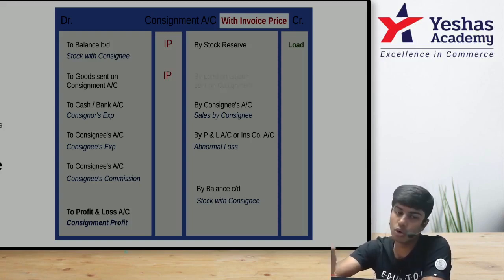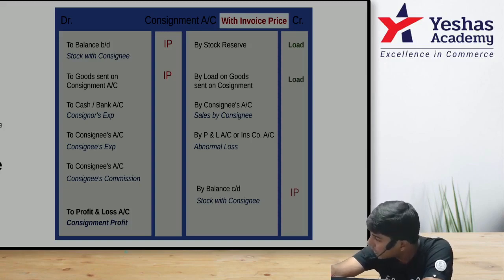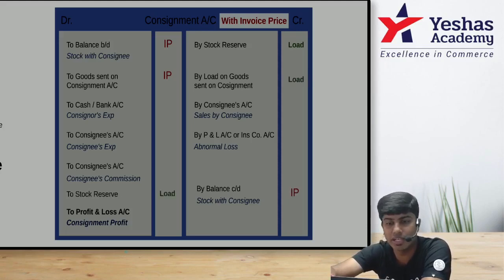On this, I'll write load on goods sent on consignment. Goods sent on consignment is there, no? We'll write load on goods sent on consignment and remove load on the same. And in our consignment account credit side, we have closing balance at invoice price. That load also will be removed in the consignment account debit side.